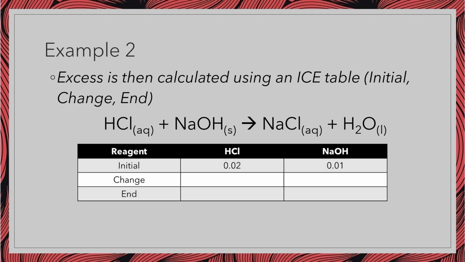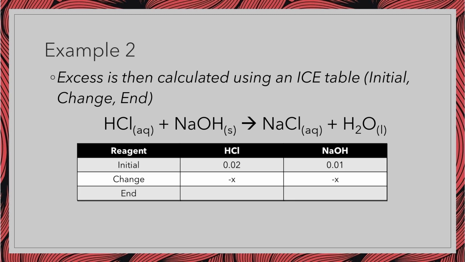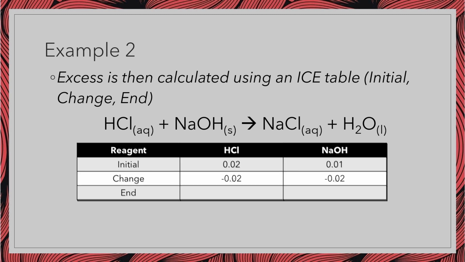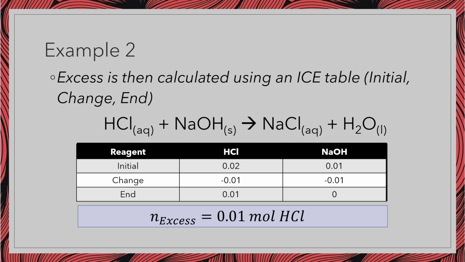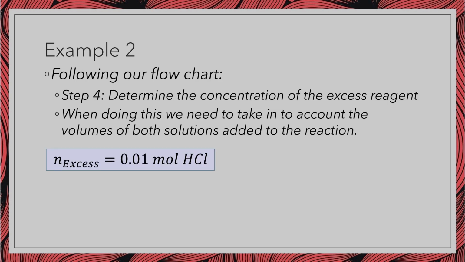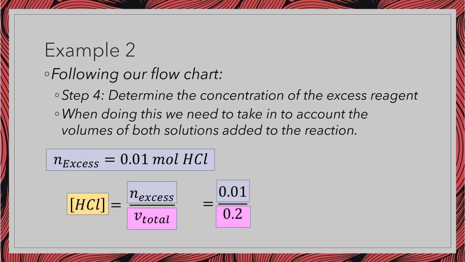Just double check that. We can use our modified ICE table. They're both going down by the same amount because they're 1 to 1. If we try to take them down by 0.02, it's going to give us a negative concentration, which we can't have. So we're going to try reacting all of the sodium hydroxide instead. Remember, the change has to be equal because it's 1 to 1. And so we're left with 0 sodium hydroxide and 0.01 HCl. If we've got that many moles of excess, we need to calculate our concentration, which is 0.01 over 0.2, which is 0.05 moles per liter.